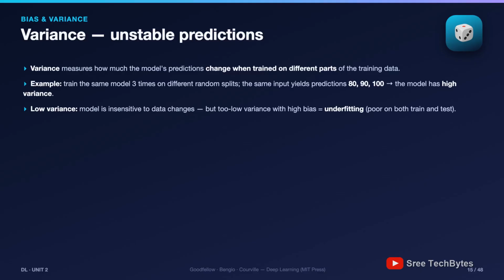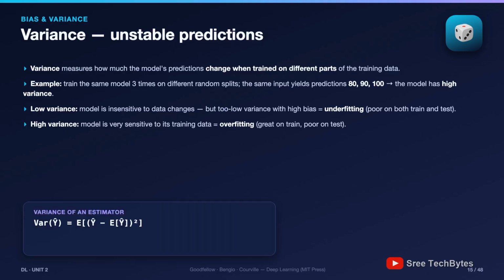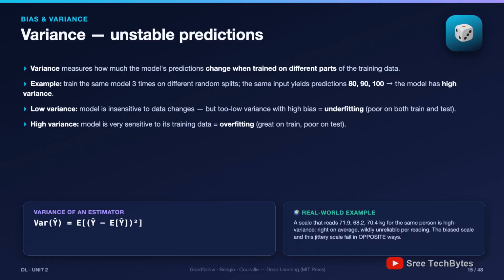High variance. Now the second scale, it reads 71.9, 68.2, 70.4 for the same person. Right on average, wildly unreliable per reading. Notice, this scale and the biased scale fail in opposite ways. The connections: low variance with high bias, underfitting. High variance, great on training, poor on test, overfitting. Bias and variance are the fitting story retold in the language of error.